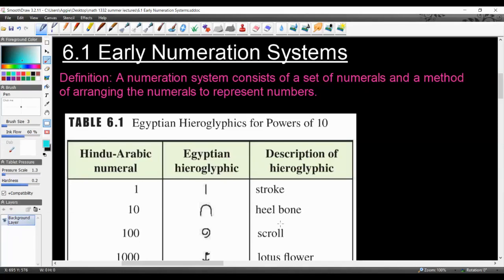This video is going to cover section 6.1, Early Numeration Systems. Okay, so this is actually a pretty interesting chapter because it talks about the history of numbers and where we came up with our own system. So these number systems, that's what a numeration system is. It consists of a set of numerals and a method of arranging these numerals to represent numbers.